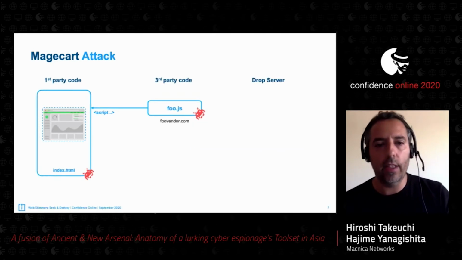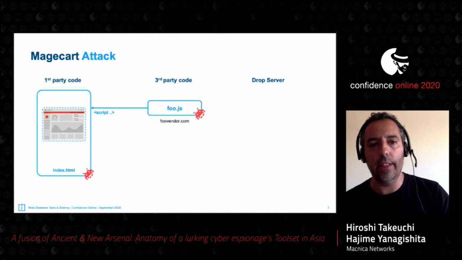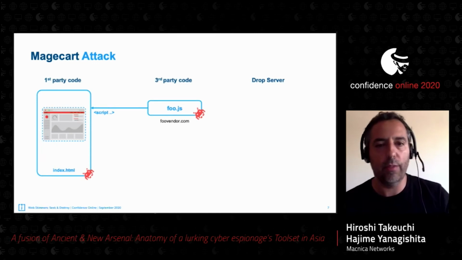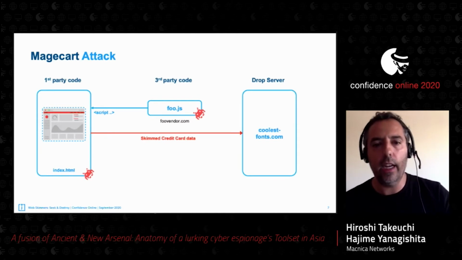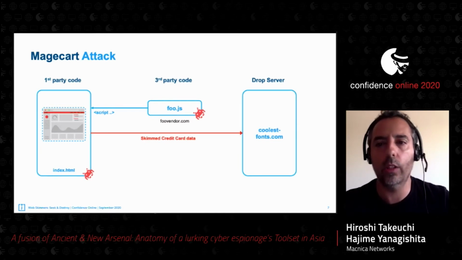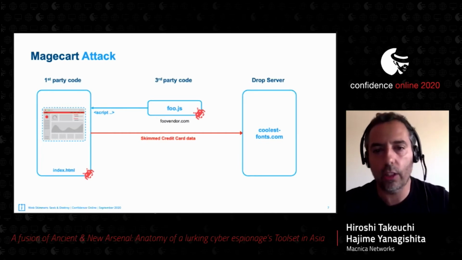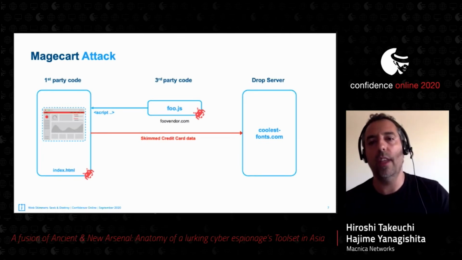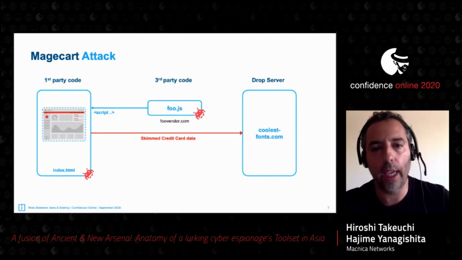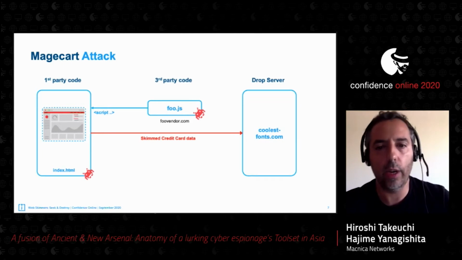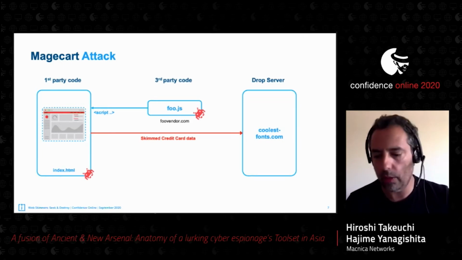So what happens next is the form gets hooked. We call this form jacking. It's another term for this type of attack. And the data is sent out to what we call the drop server. The drop server might sit in an unsuspicious domain name like coolestfonts.com, or it might leverage one of the existing third-party servers and domains, and that usually takes care of bypassing CSP and other whitelisting of the domains where the application can communicate with.